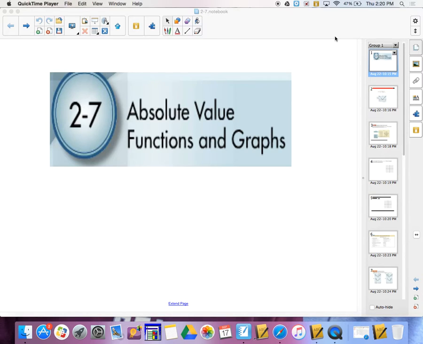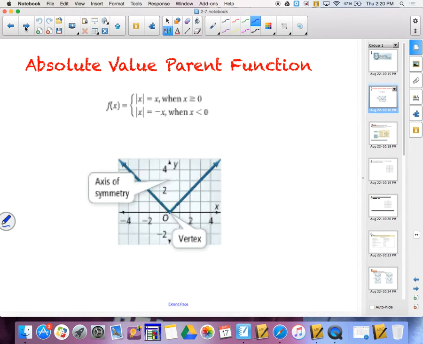So yesterday we talked a little bit about absolute value, the parent function of absolute value. Today we're going to take it a little bit more in depth. So we learned yesterday that the absolute value parent function is y equals the absolute value of x. Okay, that's my parent function. I can take this and transform it many, many different ways, and that's what we're going to talk about today.